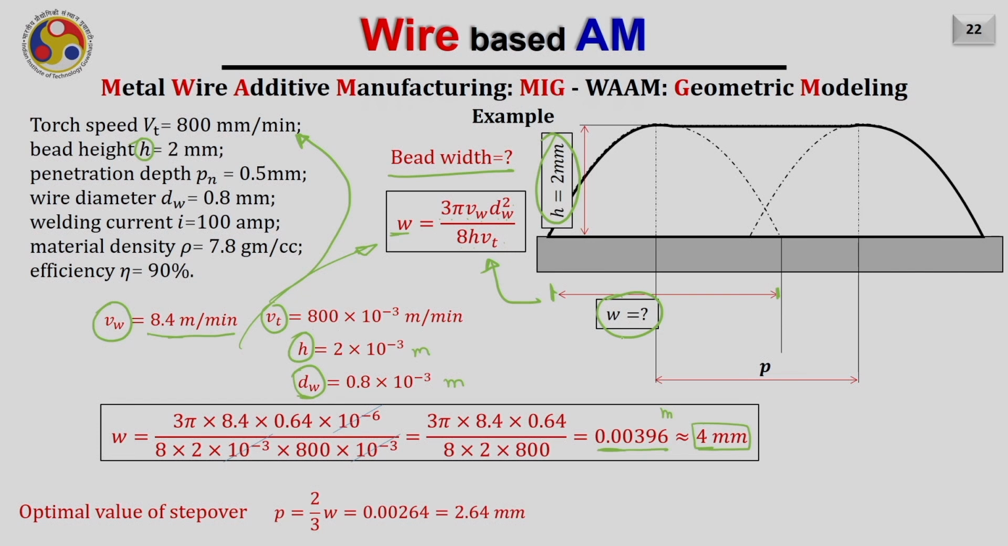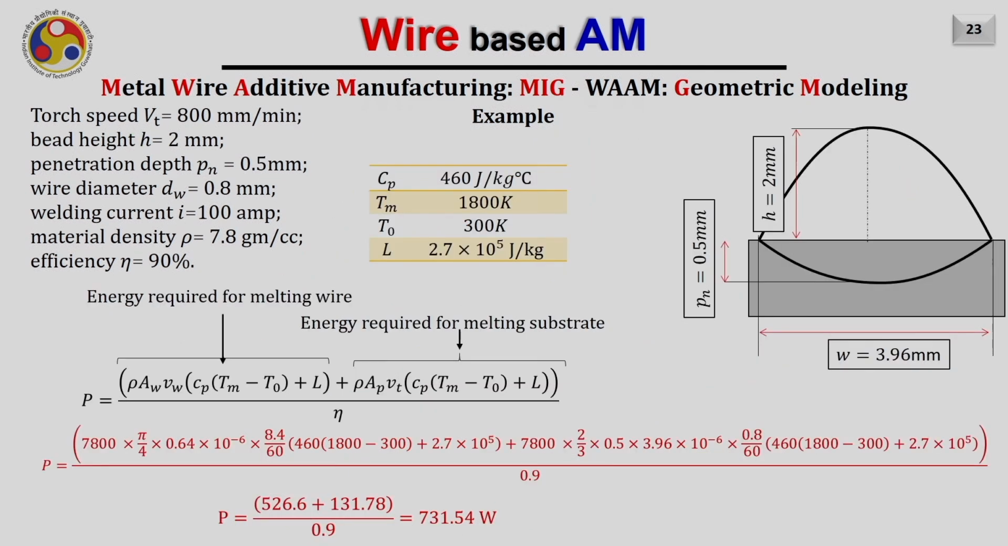Once we know the bead width, we can easily find out the optimal distance between two consecutive depositions. So this is, for example, bead 1 and this is bead 2, and the distance between their centers is given by P. We already derived that. In order to obtain a flat surface of the overlap area, the pitch, or the step over, should be equal to 2/3 W, and W is also known to us now, approximately 4 mm. As a result, the step over should be 2.64 mm.